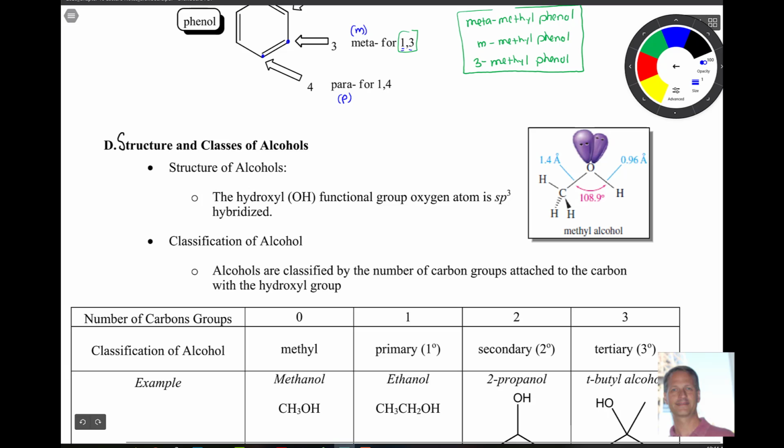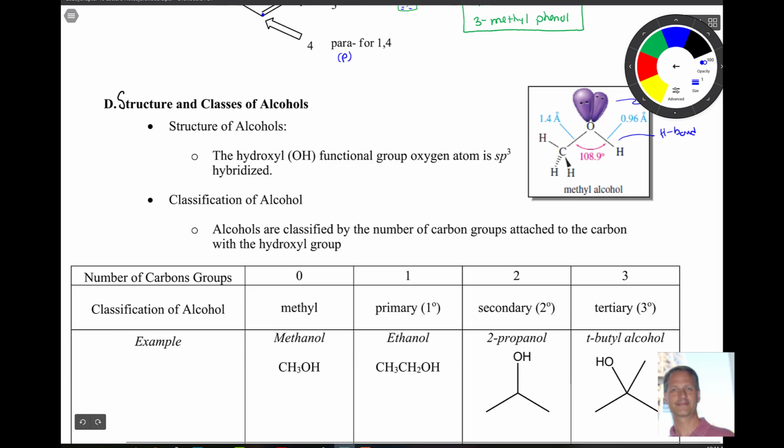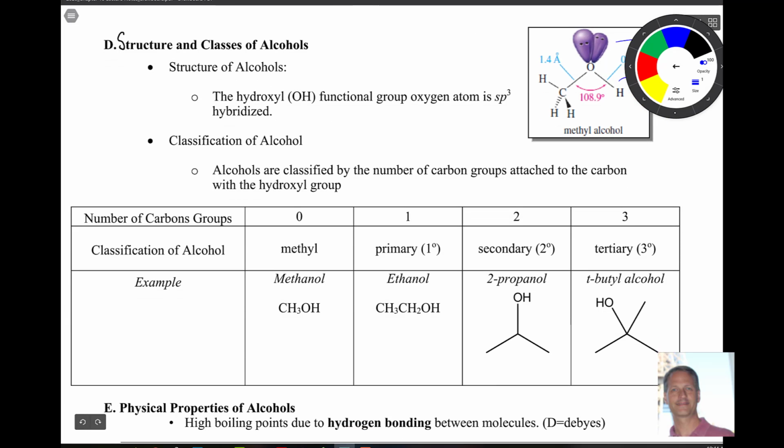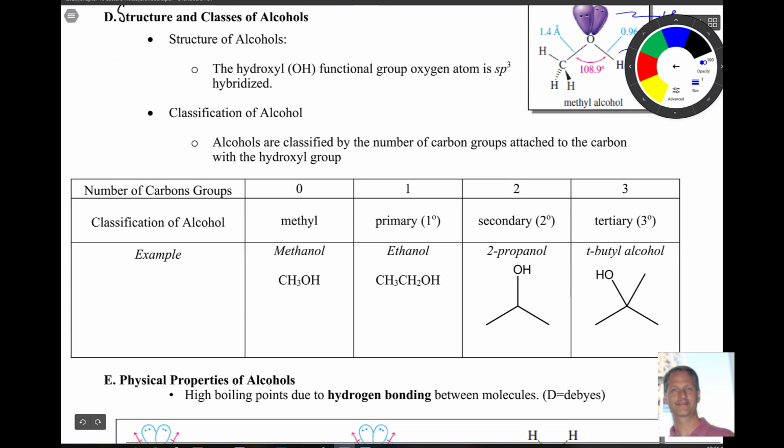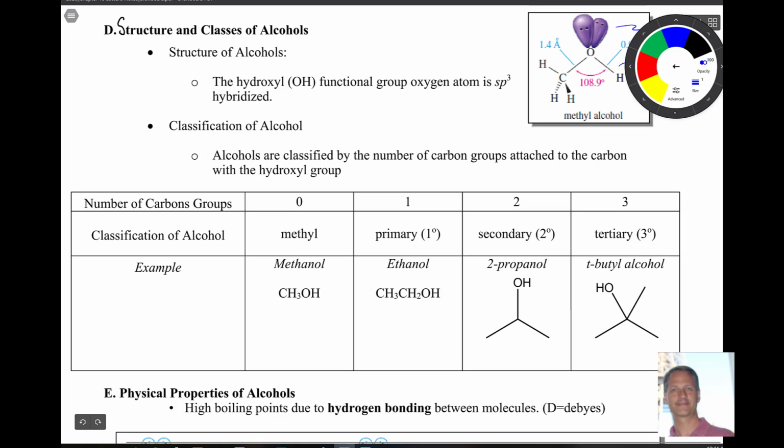We know that the hydroxy or hydroxyl group is sp3 hybridized. It's got two sets of lone pairs on it, right? And this is our H bond. We'll see that that affects some of our physical properties too. And the environment of the carbon that's attached to that OH dictates whether we have a methyl, primary, secondary, or tertiary alcohol. So let's look at some examples.